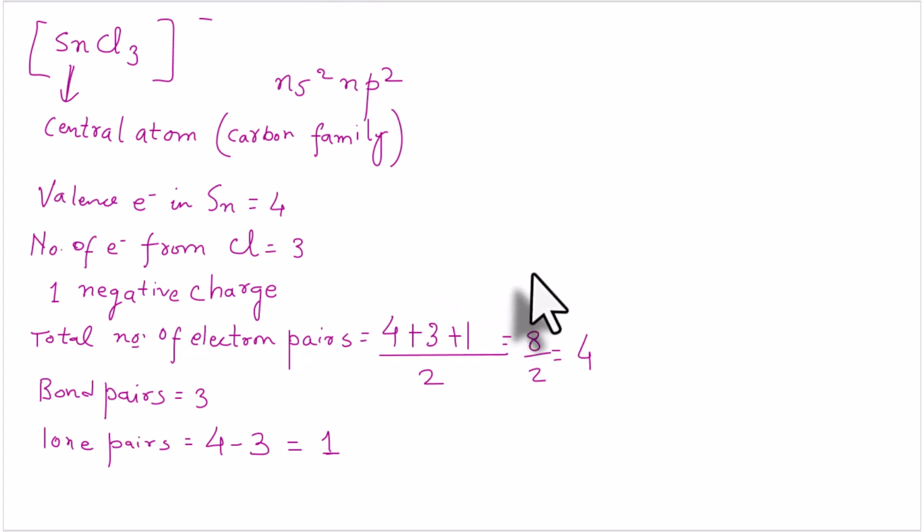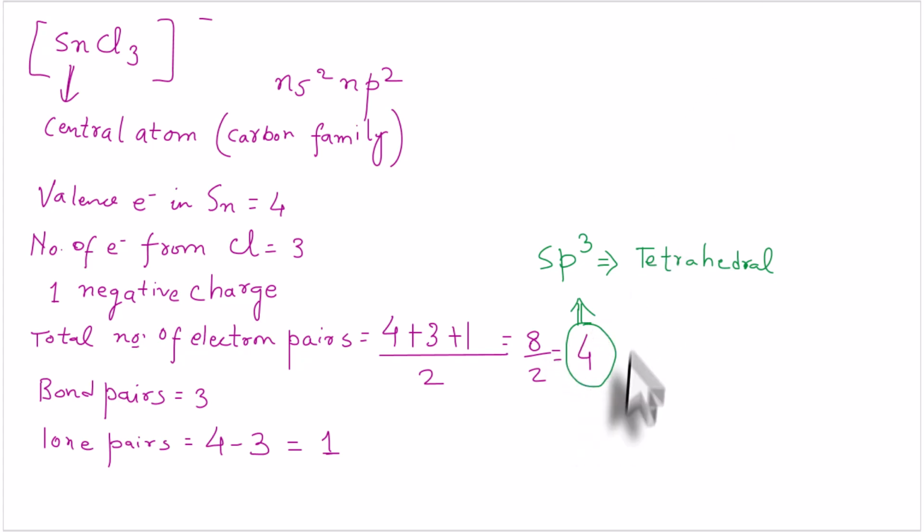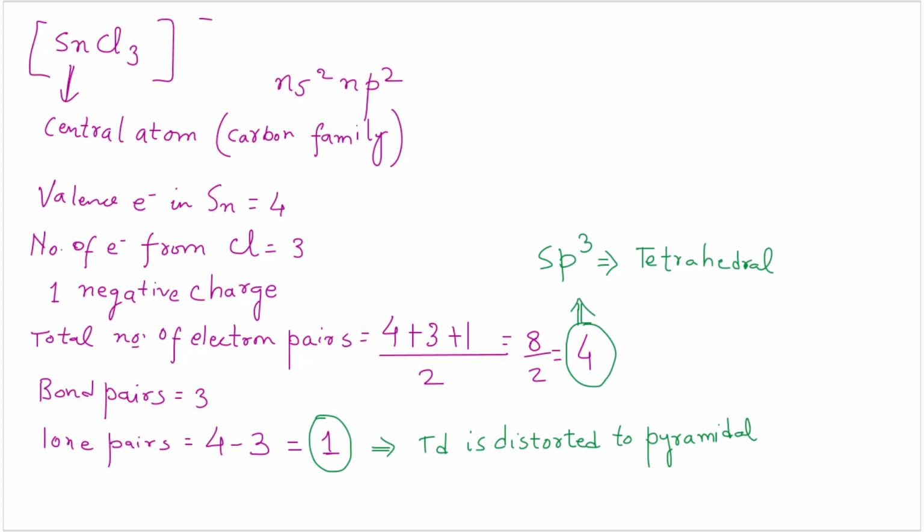Now, if we have a total number of electron pairs as 4, this corresponds to sp3 hybridization, which has a regular tetrahedral structure. But with a lone pair of electrons, this regular shape is distorted. Because of this lone pair, tetrahedral is distorted to a pyramidal structure. It is similar to the geometry of ammonia, if you recall from VSEPR theory.